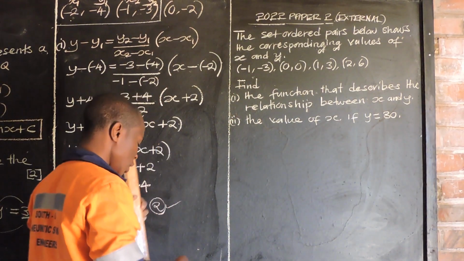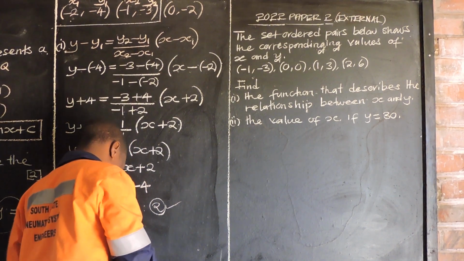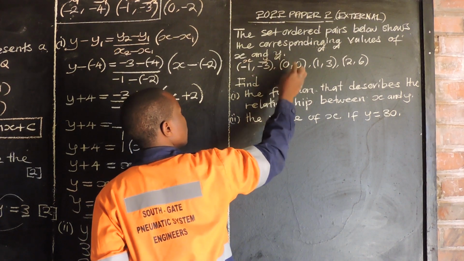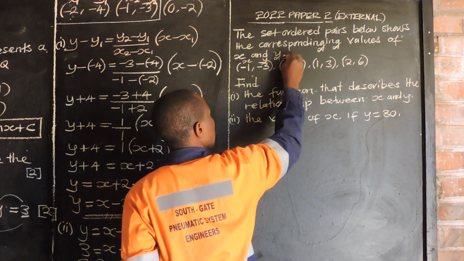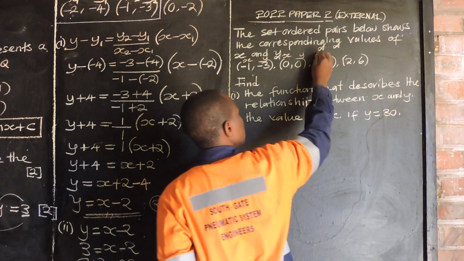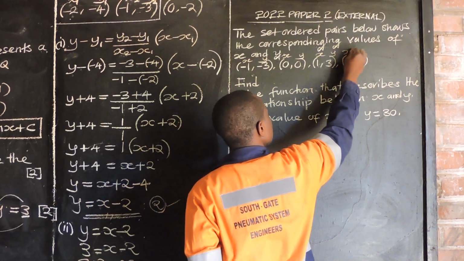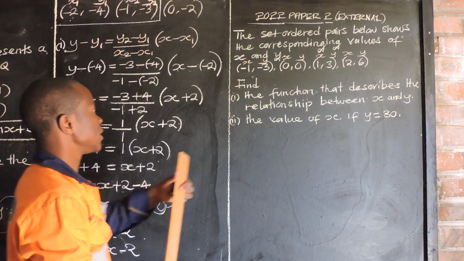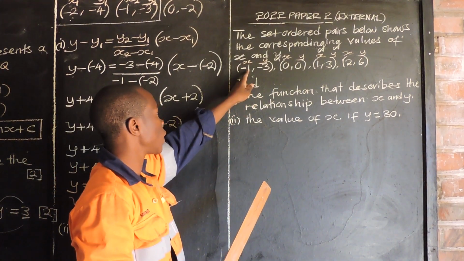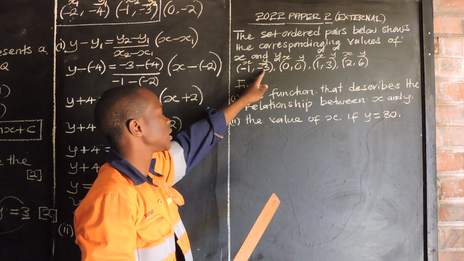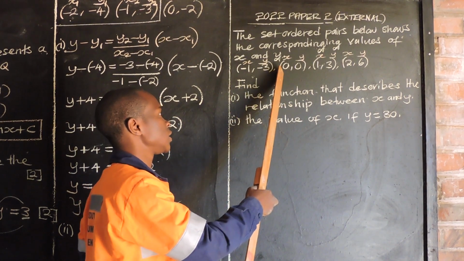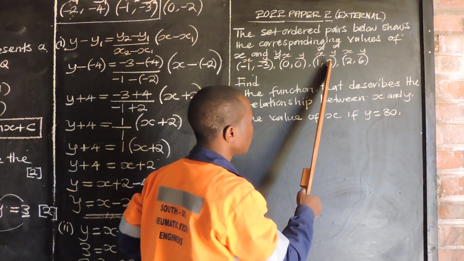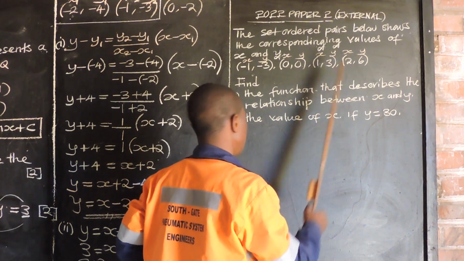X and y. So meaning in the first pair, this is x, this is y. In the second pair, this is x, this is y. This is x, this is y, and this is x, this is y. That's the meaning. Okay? So if x is negative 1, y is negative 3. If x is 0, y is also 0. If x is 1, y is 3. If x is 2, y is what?